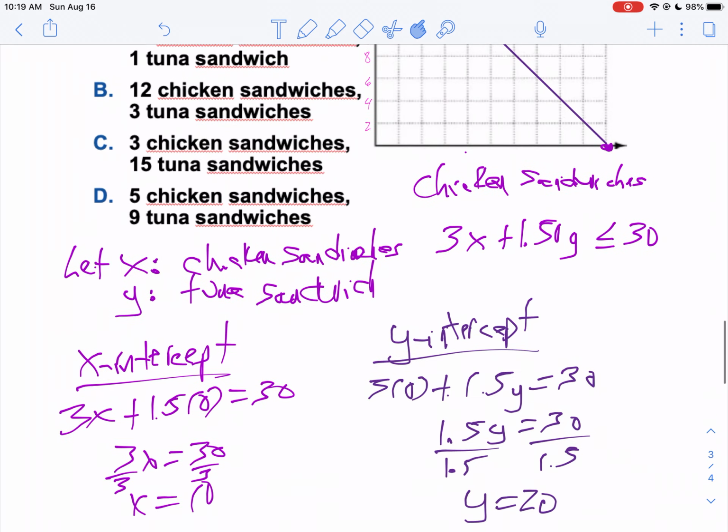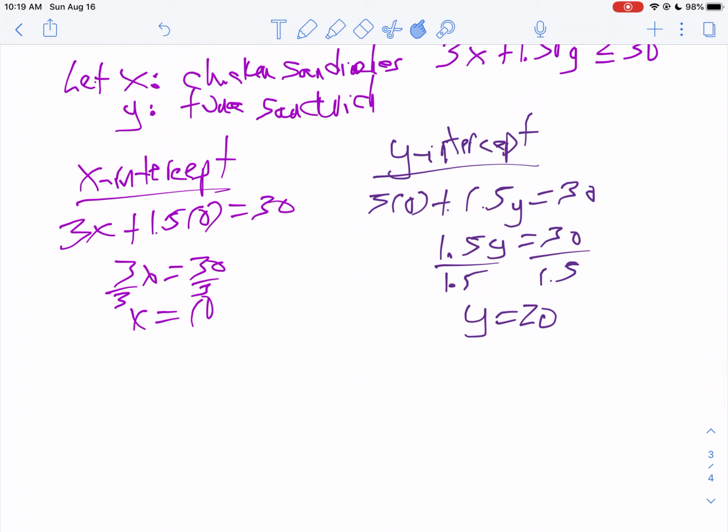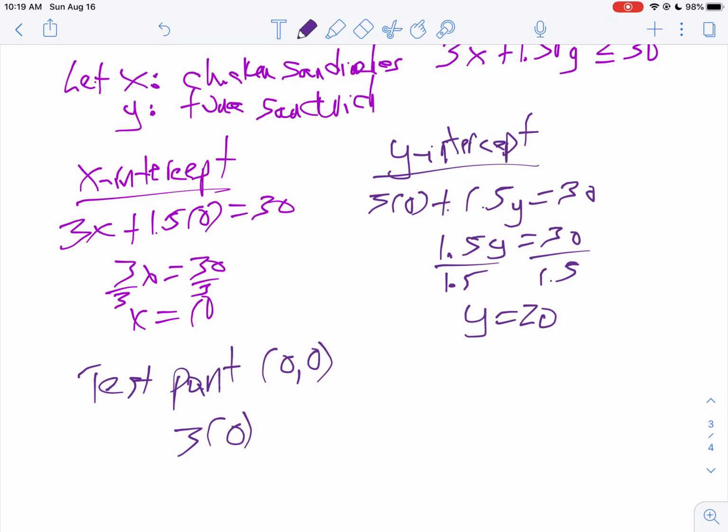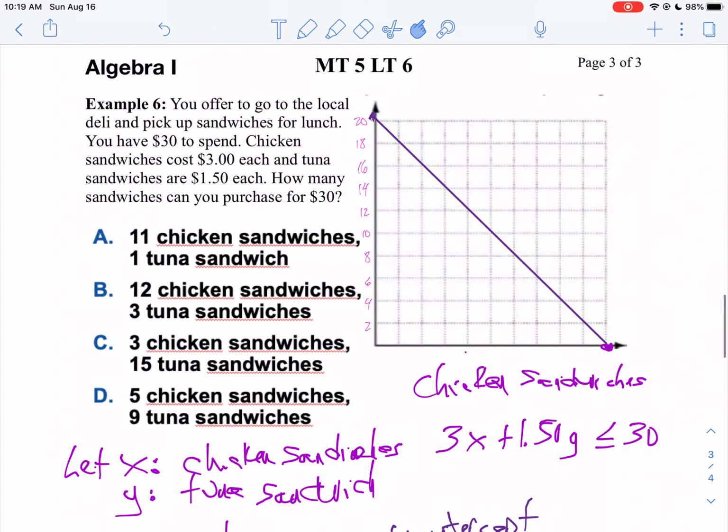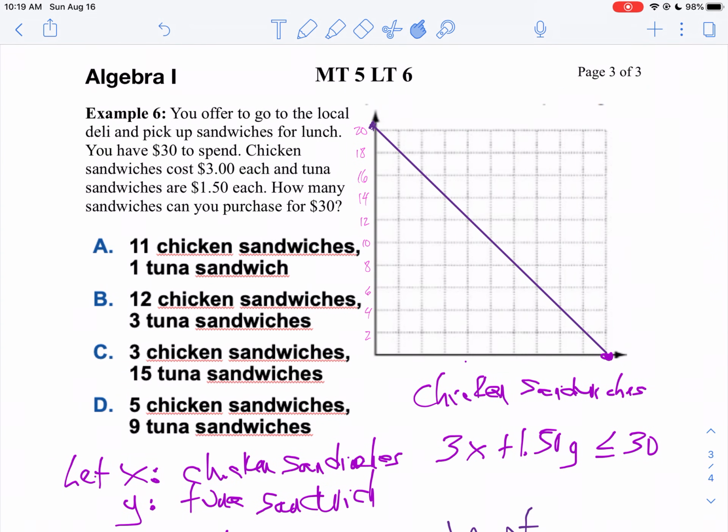Let's check our test point. And 0, 0 is not on the grid. So we're going to say 3 times 0 plus 1.5 times 0 is less than or equal to 30. Well, that's 0, which is less than or equal to 30, that's true. So we're going to shade the side of the graph that has 0, 0, kind of like we did before.